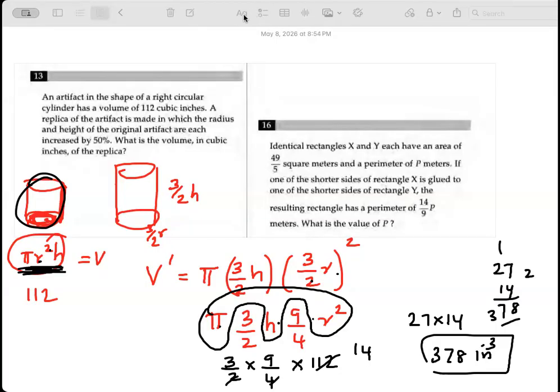Okay. Miss Priya, couldn't we just do 1.5x because it's increased by 50%? Yes. It's the same thing, right? You are substituting this as 1.5. That's all. This will be 2.25. If you're comfortable with decimals, you can do that. You'll get the same answer. Does that answer your question?